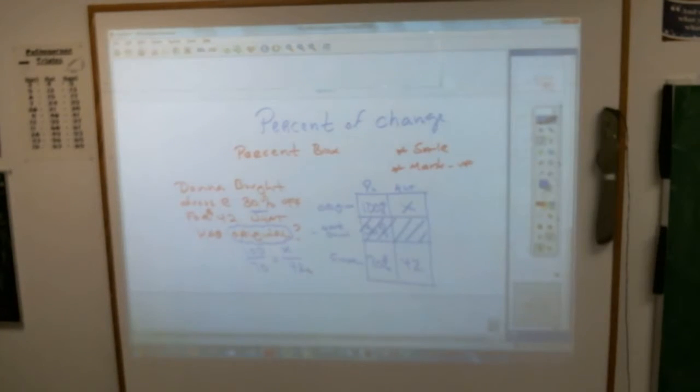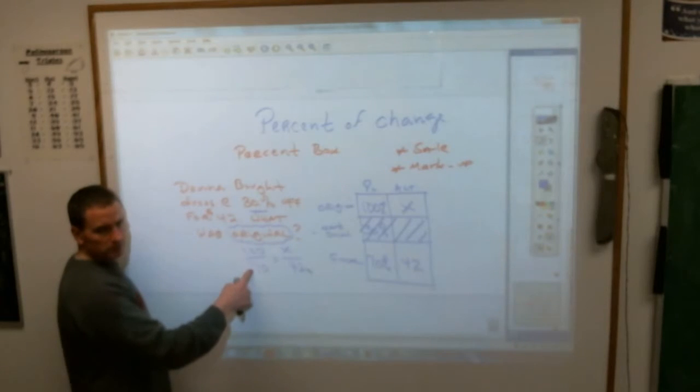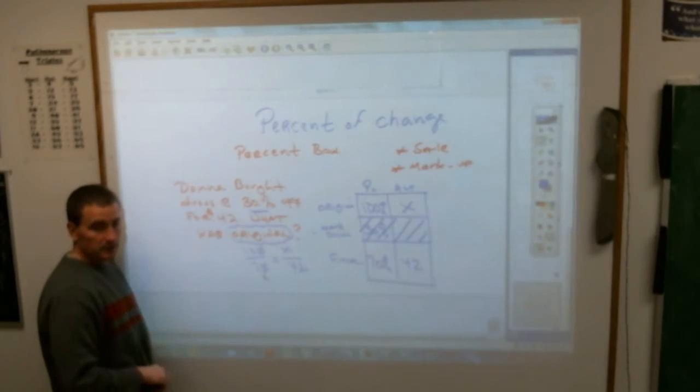And if I was giving you that problem, the best and easiest way to do that would be to do what? I would reduce this. What can I reduce this to? Divide them both by 10, I get 10 over 7, correct?